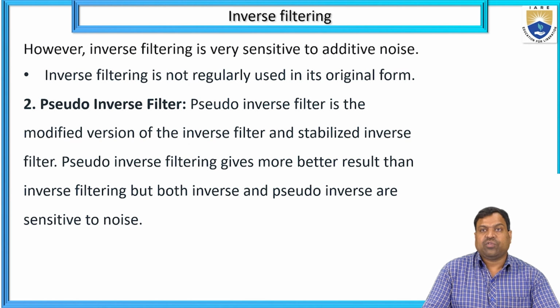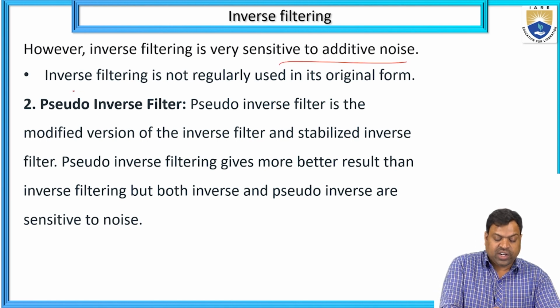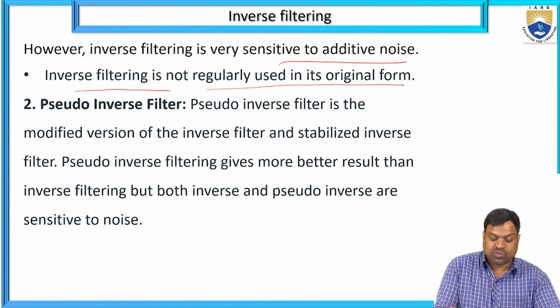Another technique related to inverse filtering is pseudo inverse filtering. Pseudo inverse filtering is the modified version of the inverse filter, a stabilized inverse filter. The pseudo inverse filtering gives better results than inverse filtering, but both inverse and pseudo inverse are sensitive to noise. So inverse filtering is sensitive to additive noise, and it is not regularly used in its original form.